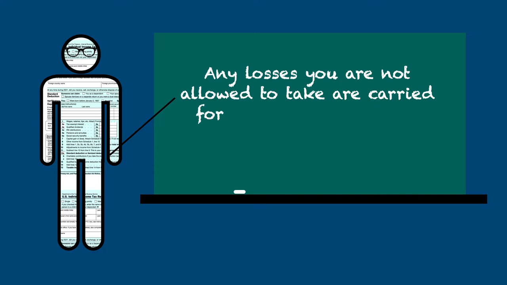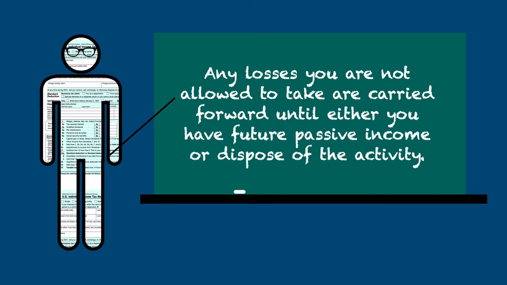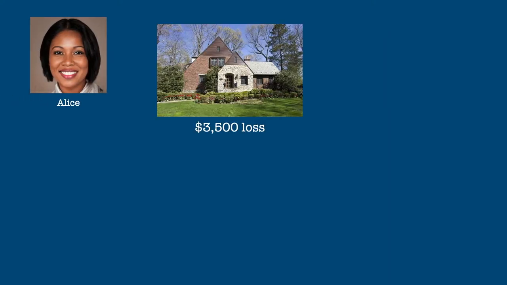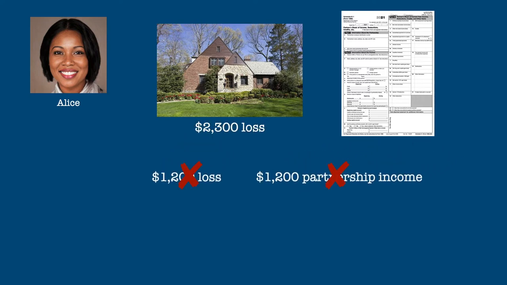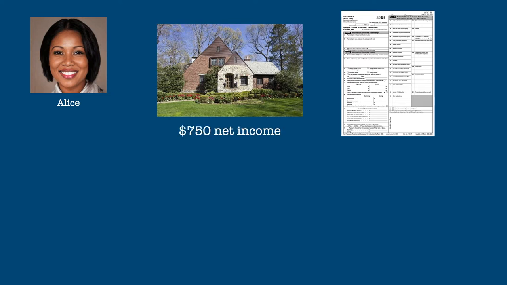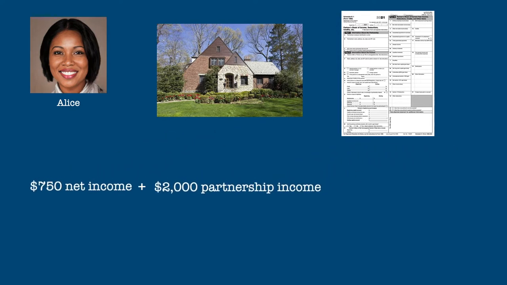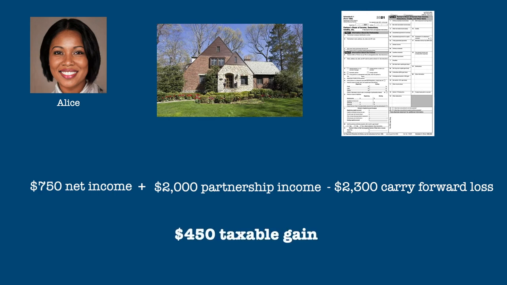Any losses you are not allowed to take are carried forward until either you have future passive income or you dispose of the activity. For example, Alice has a rental property that generated a loss of $3,500. She also had $1,200 income from a family partnership she does not participate in. She may use $1,200 of her rental loss to offset her partnership income and carry the remaining $2,300 loss to a future year. If in the next year the rental activity generated a $750 profit and her share of the partnership income was $2,000, the $2,300 in carry-forward losses would offset those gains, leaving her with only $450 in taxable gain.